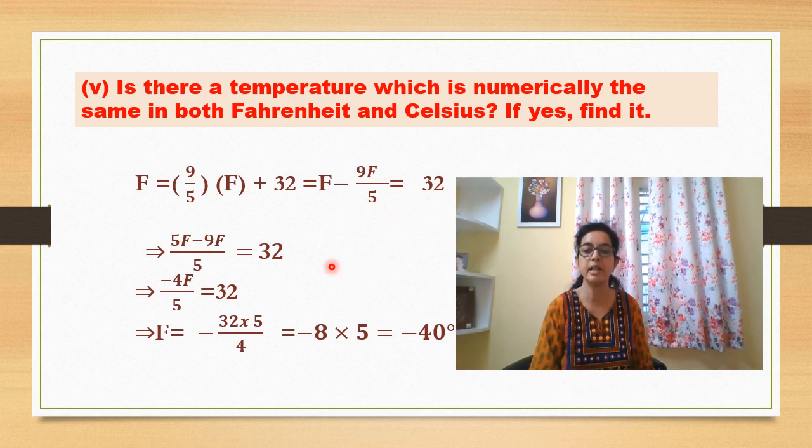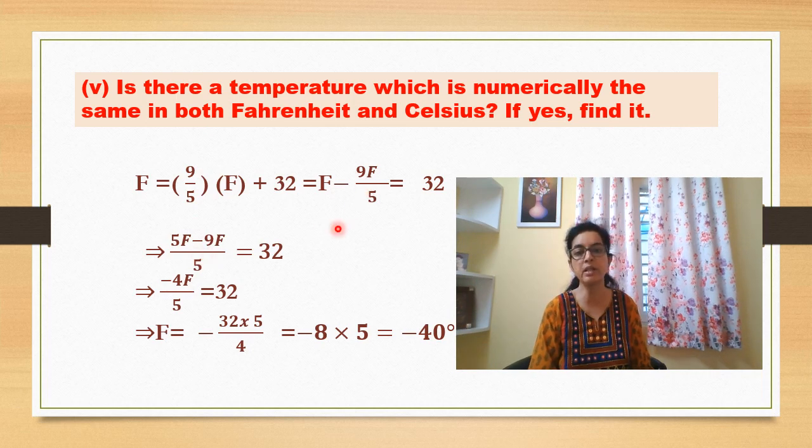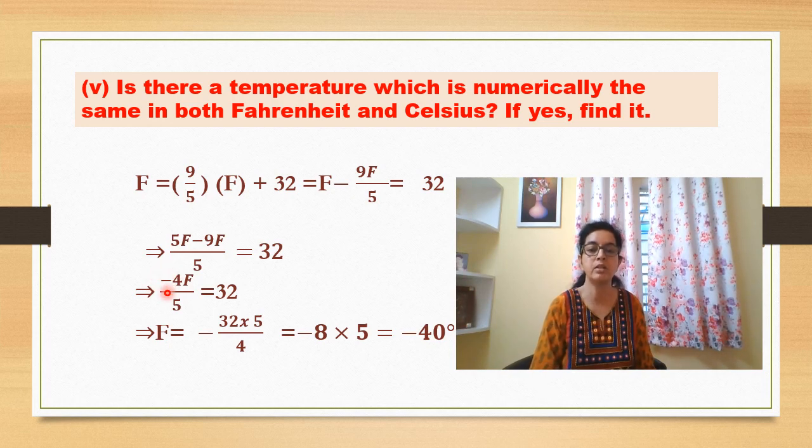Now let us take the LCM. Let us cross multiply F with 5, then we get 5F, and minus 9F upon, find the denominator. 5F minus 9F is minus 4F. Don't forget the minus symbol. Certain students commit the mistake of writing only 4F and they forget the minus symbol. So be careful about it. Minus 4F upon 5 is equal to 32, which is in the RHS. 32 is in the RHS all the time. Don't tamper with it. It will be as it is.